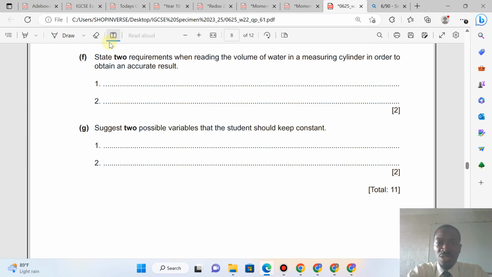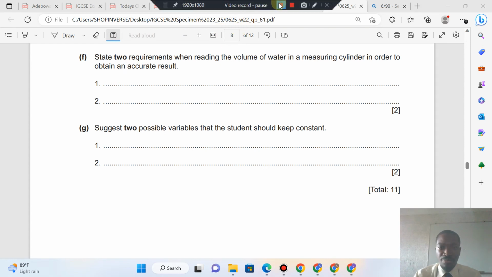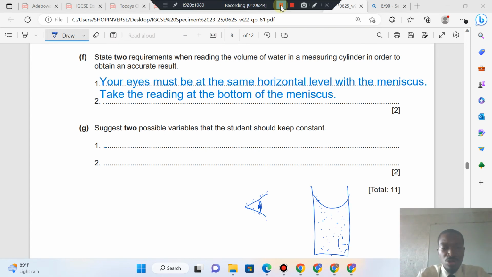The second precaution is that your eyes must be at the same horizontal level with the level of water in the cylinder, okay? It must be at the same horizontal level with the bottom of the meniscus. Those are the two requirements, okay? Once you do that, you will not record apparent volume, and you also avoid parallax error. So those are the two precautions.